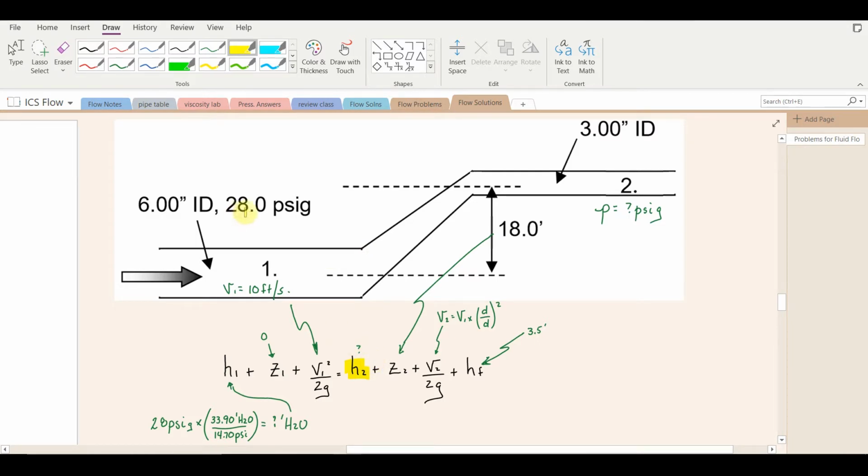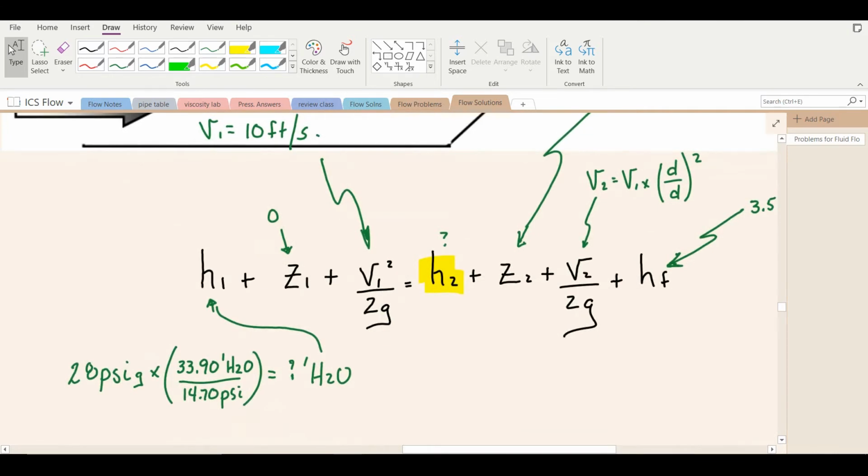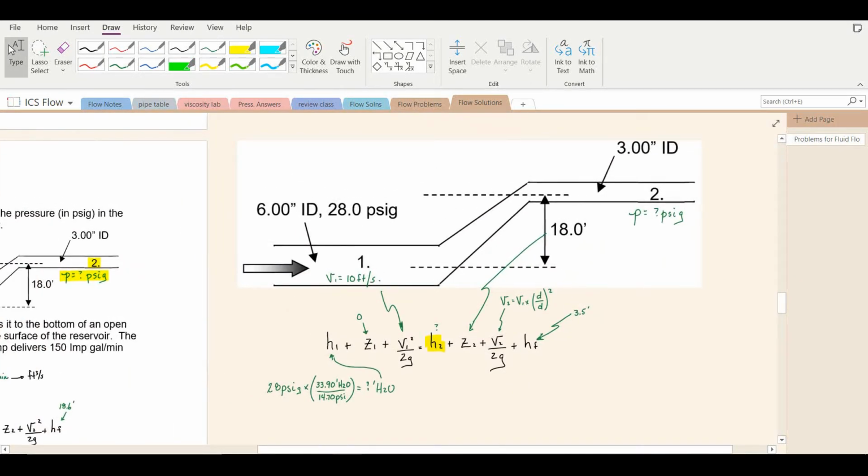We're given that as 28 psi gauge. We have to enter this in this form of Bernoulli's equation as a height of the liquid. This liquid is water. So we'll say it's 28 psi gauge, and there are 33.9 feet of water for every 14.7 psi. You'll get a height of water. Substitute here and rearrange and solve for H2. And that'll be it.